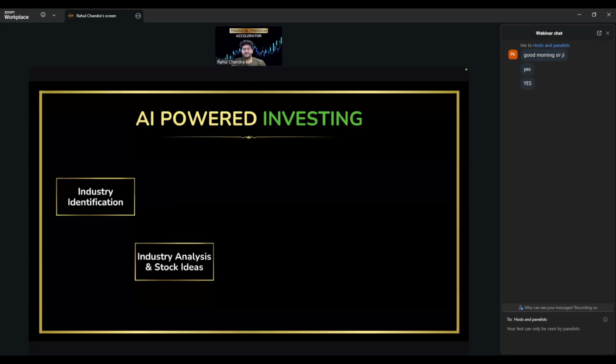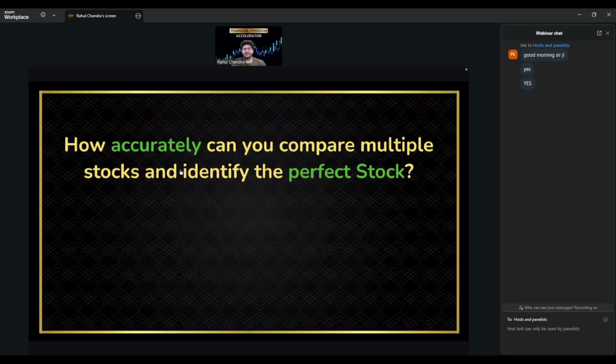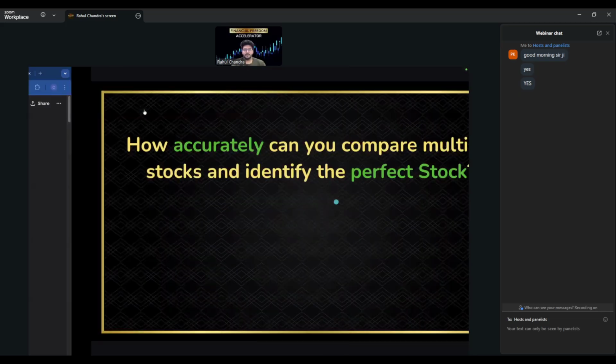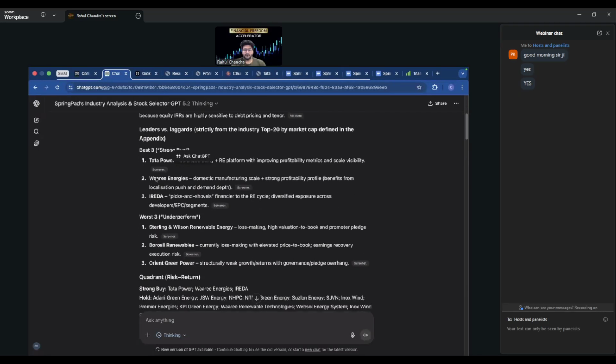Perfect. Now, tell me something. How accurately can you compare multiple stocks and identify the perfect stock? For example, you just found out the three stocks. How confidently can you pick who's the best from among Startup Power, Vari Energies, and IIT? Is it easy?